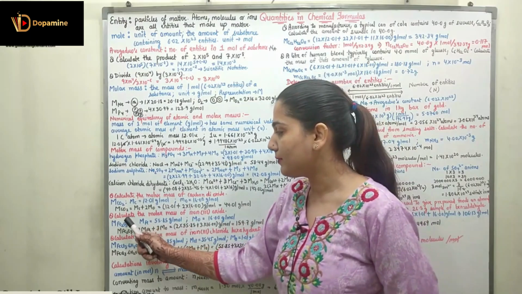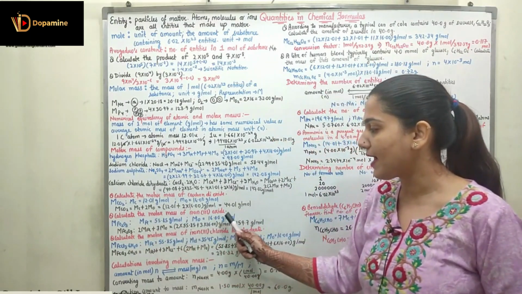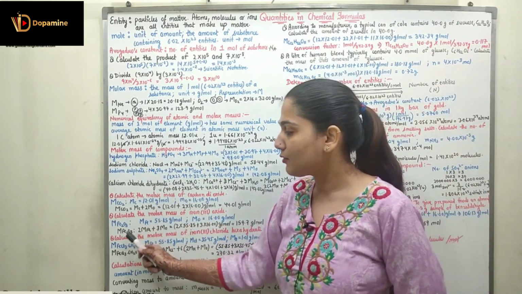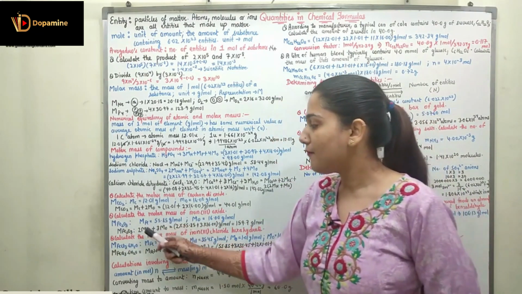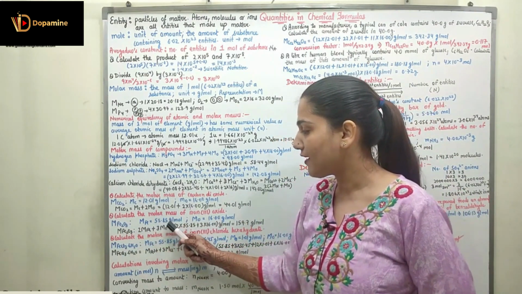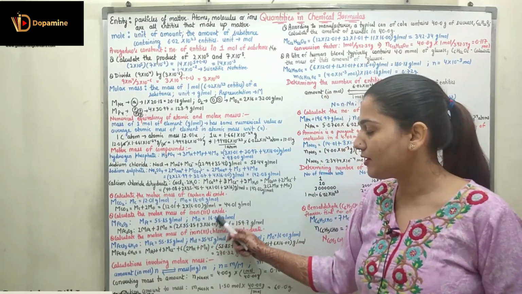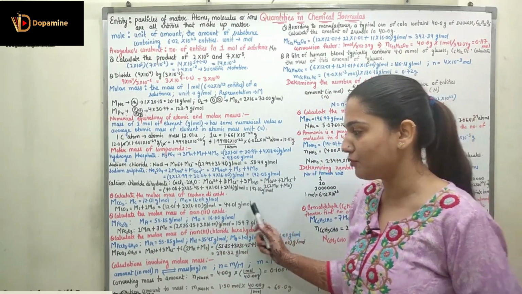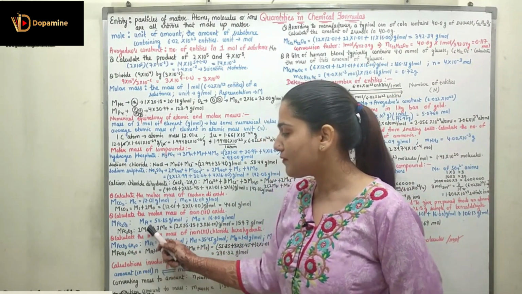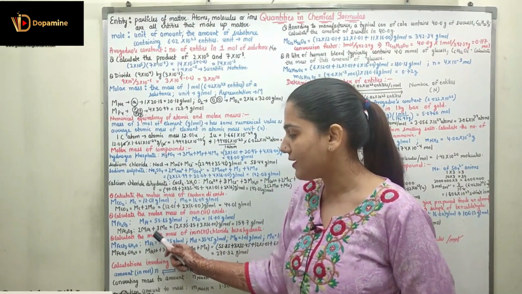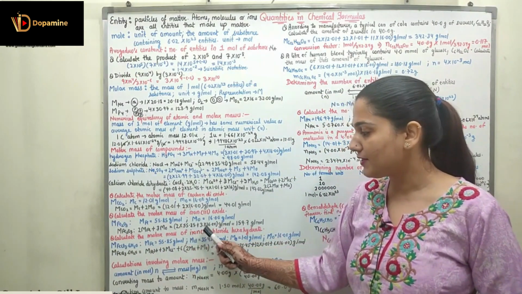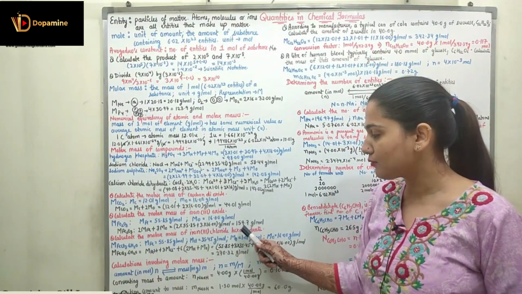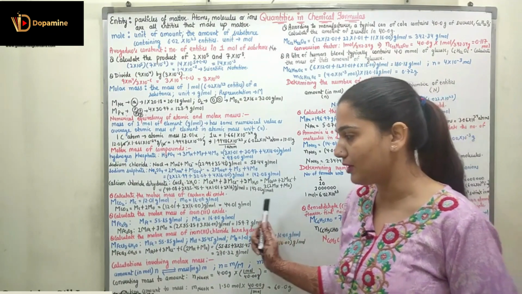Similarly, question number 2 states, calculate the molar mass of iron 3 oxide. Now iron 3 oxide is Fe2O3. We have to calculate the molar mass of Fe2O3. We know the molar mass of iron is 55.85 gram per mole and the molar mass of oxygen is 16 gram per mole. The molar mass of Fe2O3 will be equal to twice the molar mass of iron plus thrice the molar mass of oxygen. So 2 into 55.85 plus 3 into 16, which is 159.7 gram per mole.